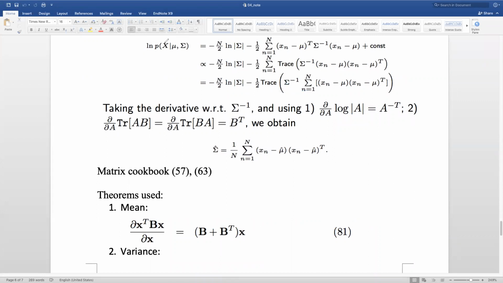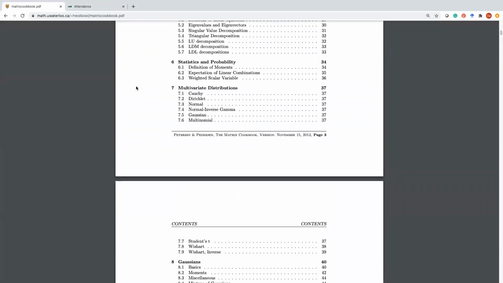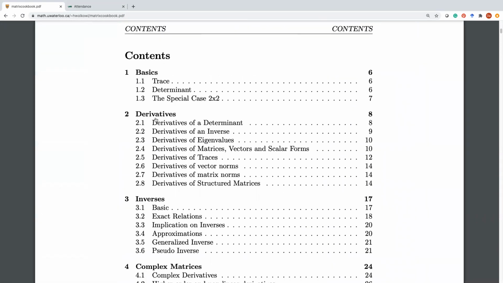So here we already give you some conclusions, some hints, matrix cookbook 57 and 62. Let's take a look. Now what we are doing is taking a partial derivative with respect to sigma. The first thing that is a bit of a headache is this determinant. We want to take a derivative with respect to sigma, but sigma has a determinant. So what do we do? If you are not good at mathematics, we go to the matrix workbook. Section 2 is derivatives, derivative of the determinant.